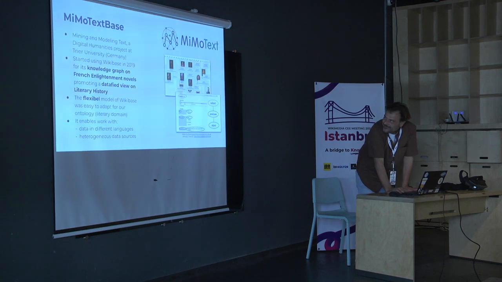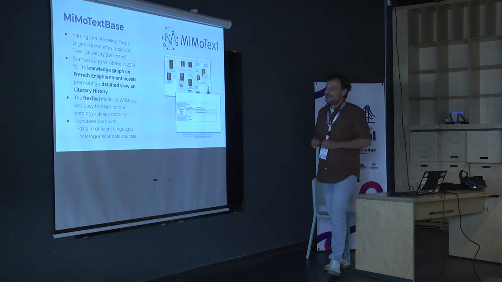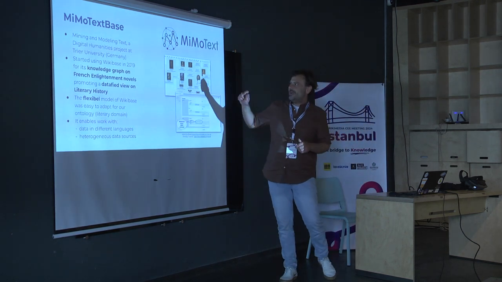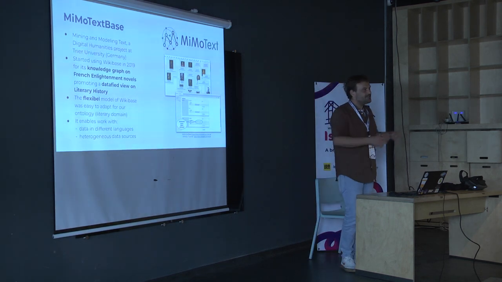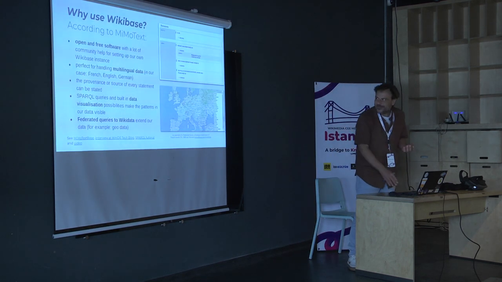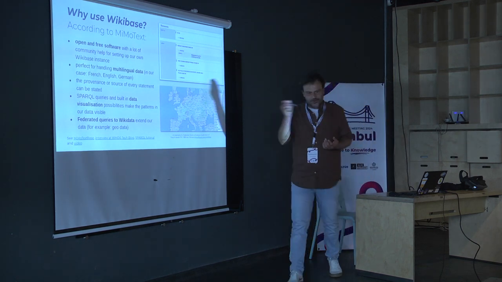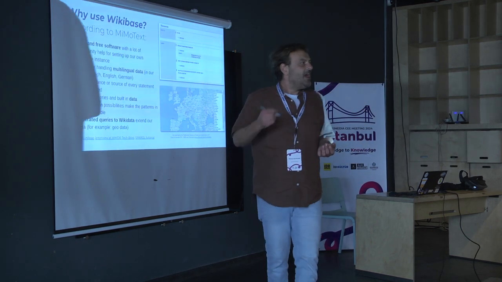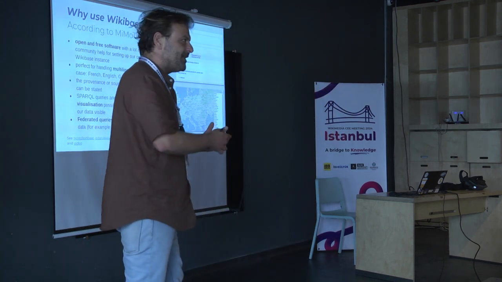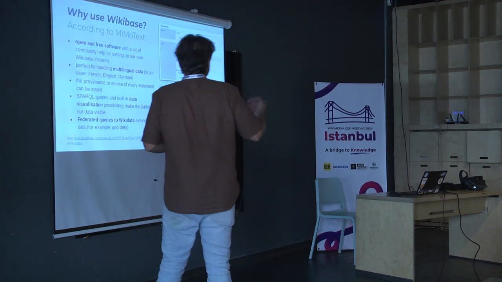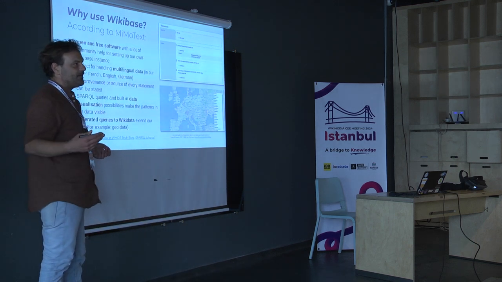And maybe another really good example is the MIMO text base, a French literature database. It's a project which mined a lot of text and put it into Wikibase. This is one of the most beautiful examples of how you can use Wikidata and Wikibase. They had some very particular data sets, and they didn't reinvent the wheel. They used whatever was already there on Wikidata.